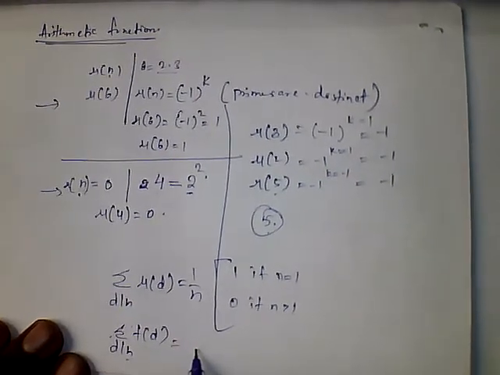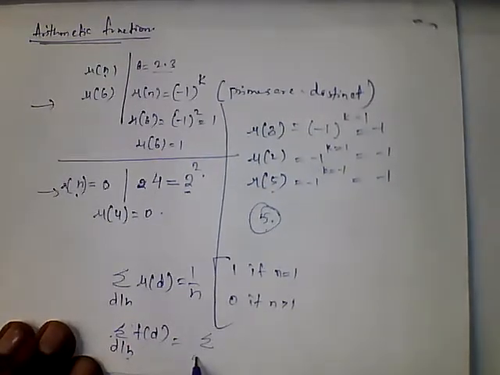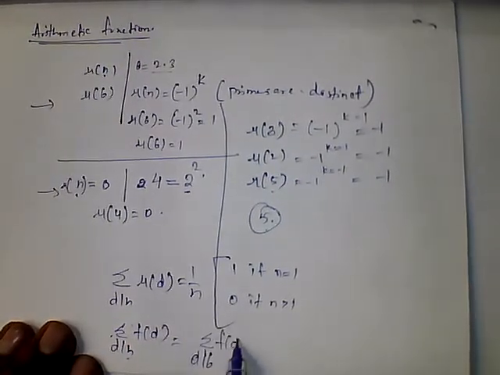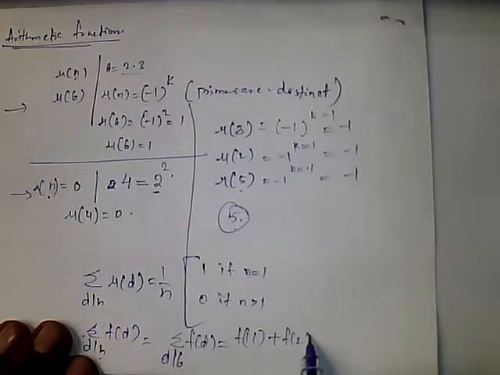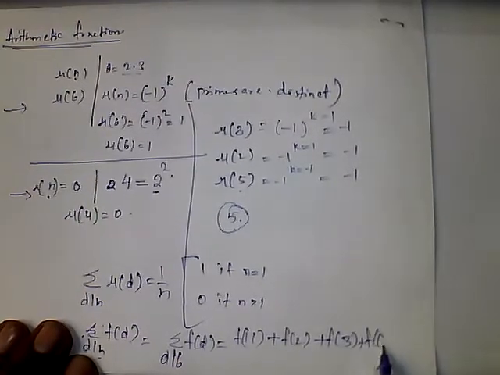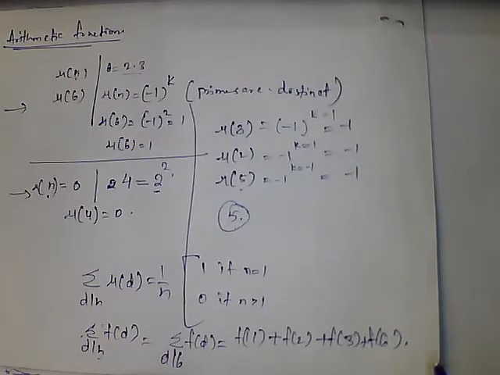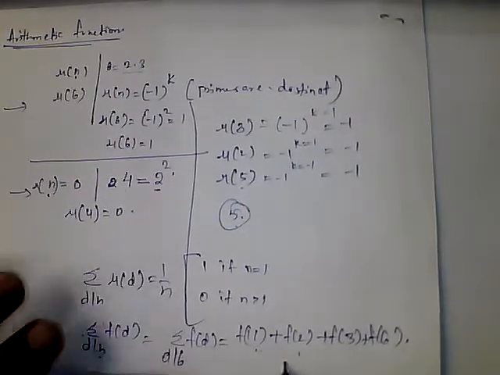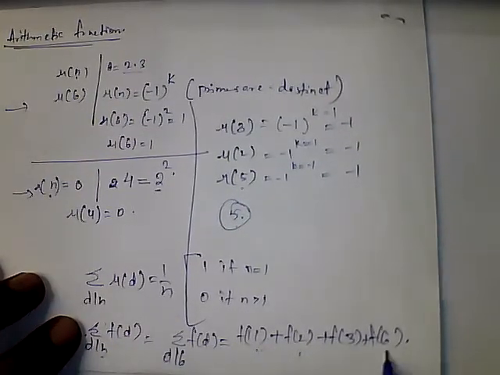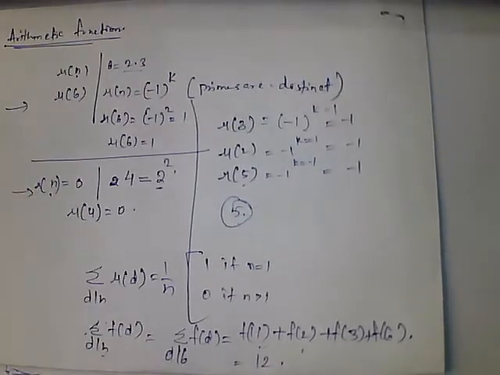For example, if I consider the summation over d dividing 6 of f of d, you can write it as f of 1 plus f of 2 plus f of 3 plus f of 6. Then 1 plus 2 plus 3 plus 6 equals 3 plus 3 is 6, plus 6 is 12. We get 12, which is the sum of divisors of 6.